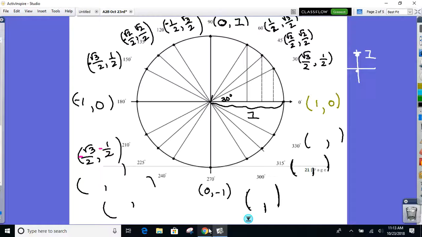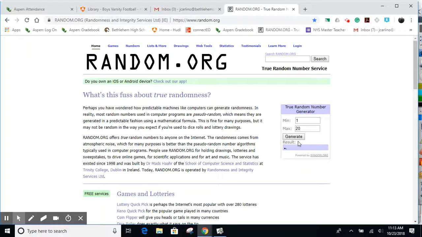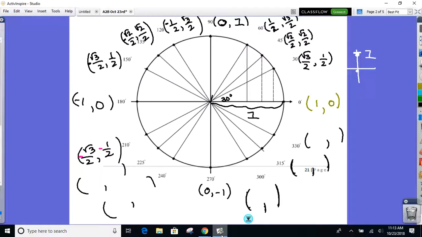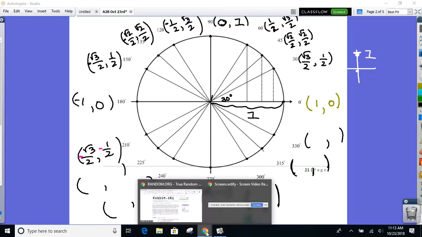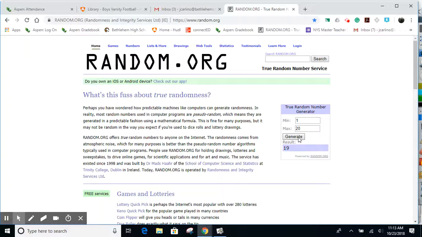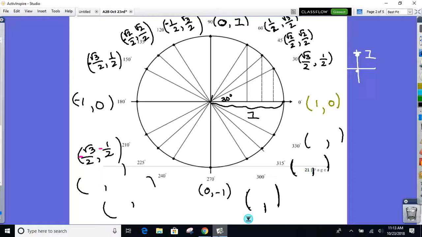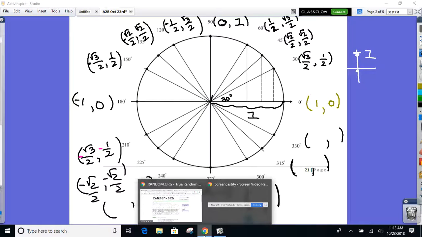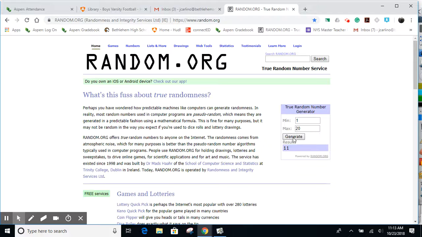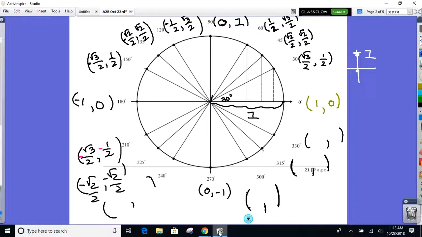Let's go. 225. What do you got? What's the coordinate at 225 on the unit circle? What do you got for me? There we go. Yep, and got it. Let's keep going. How about at 240 now? 240. Here we go.